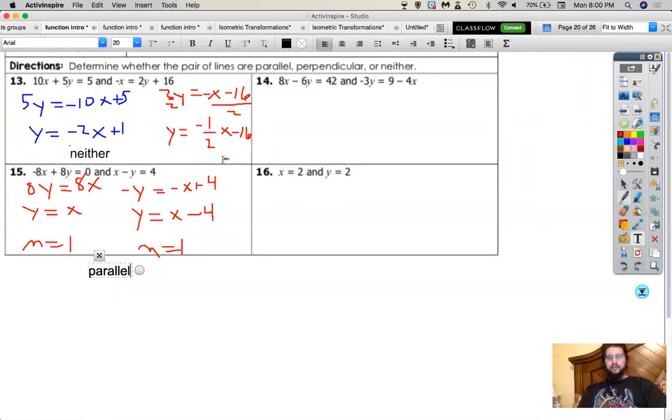Now if you think about it, this is a vertical line. This is a horizontal line. Obviously, they're perpendicular. But if you think about their slopes, this is a 0 slope. This is an undefined slope. Now, if we reciprocate 0, that's 1 over 0. Well, what do you get when you divide 1 by 0? Undefined. Okay, moving on.